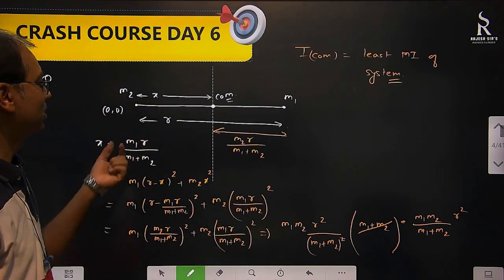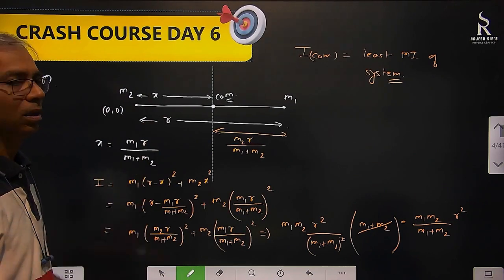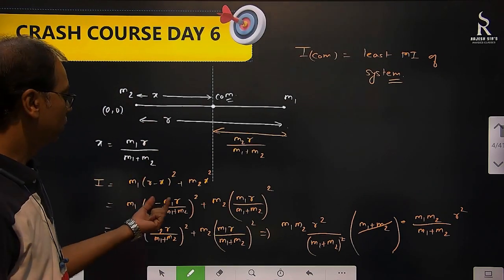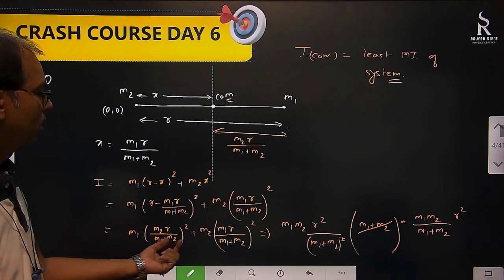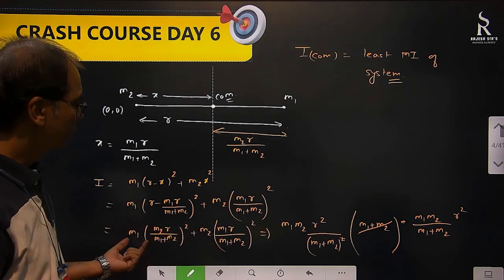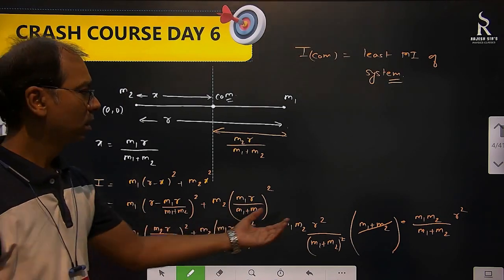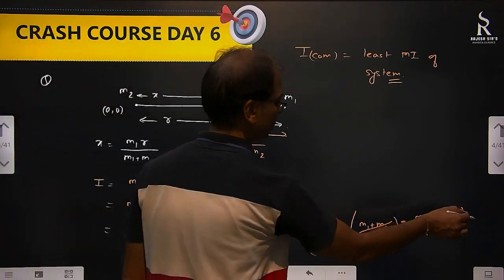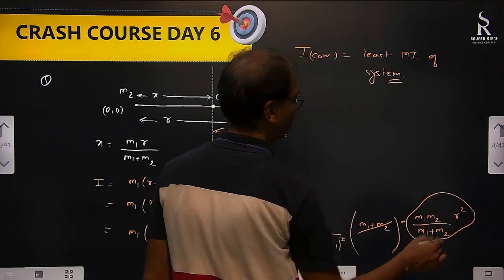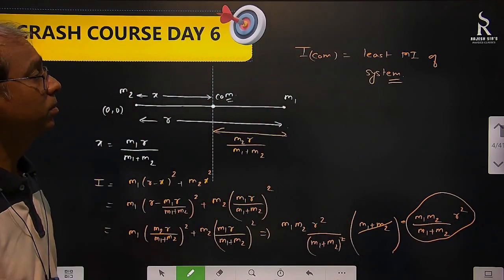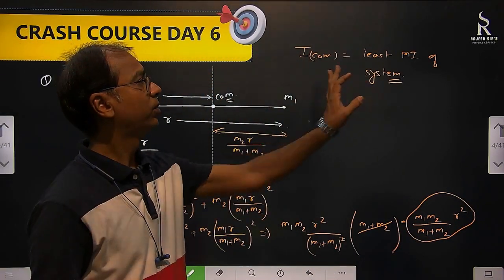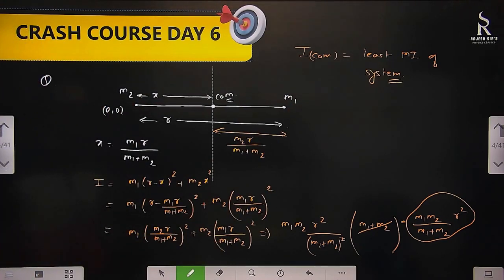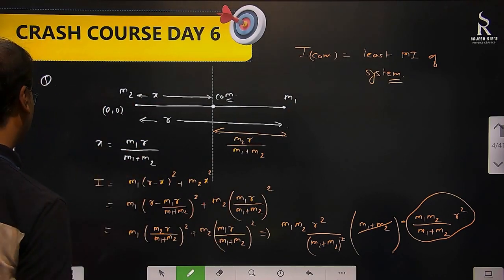No, this plus this is what? R only, right? So you should remember that. Okay, so this is M2R by M1 plus M2. Here is M1R by M1 plus M2. Solve it. You will be getting M1 M2 by M1 plus M2 R square. Remember this also. This is important. Moment of inertia about center of mass of two particle system, and this moment of inertia is least. Okay, so this is least for two particle system. That okay, fine.